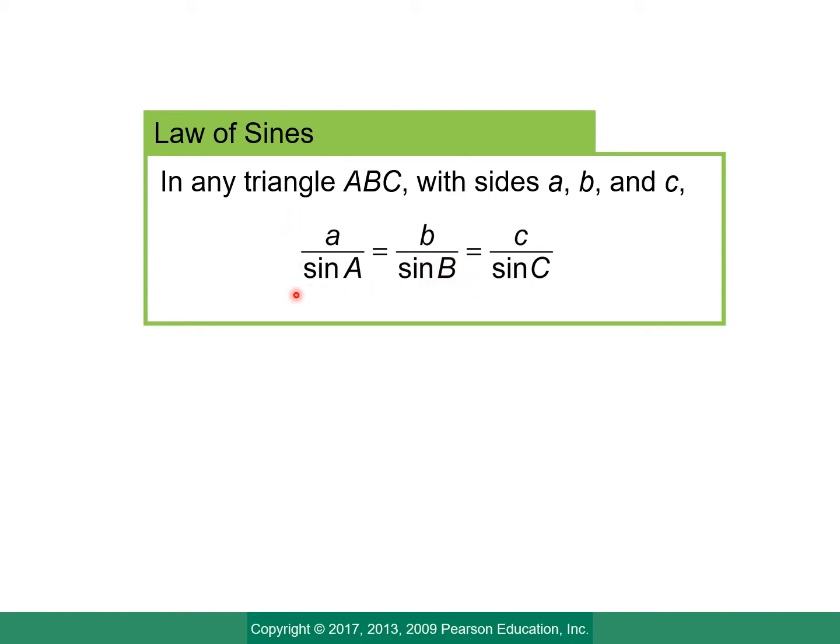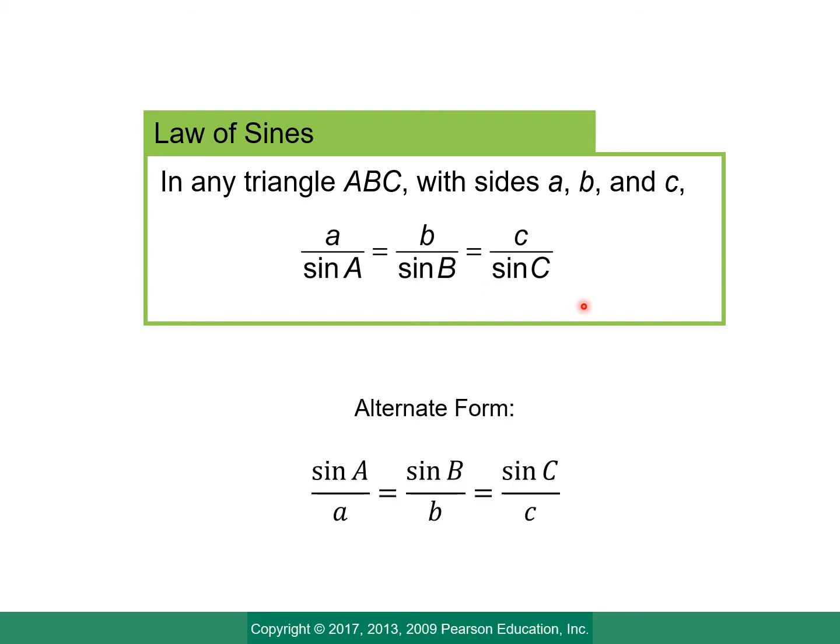So this ratio, side length a divided by sine of A, is the same ratio as side length b divided by sine of B, and the same thing for side length c divided by sine of C. There is an alternate form of this if you just flip over the ratios. So sine A divided by side length a, and so on. And it honestly just depends on what you're given in your problem, which version you're going to use.